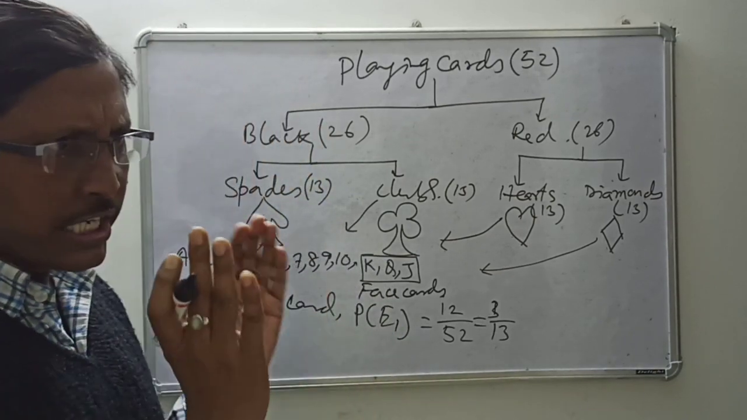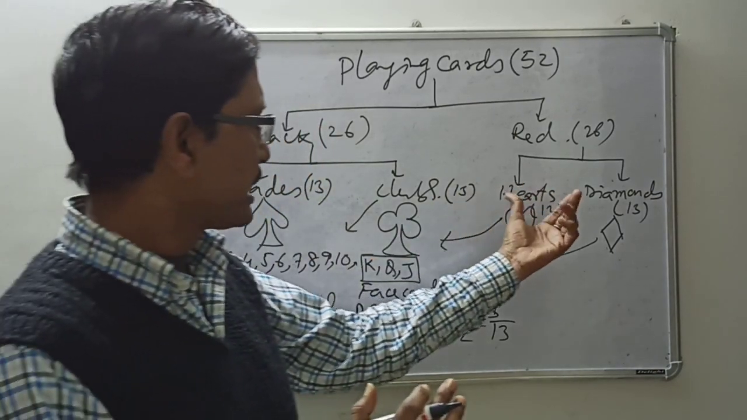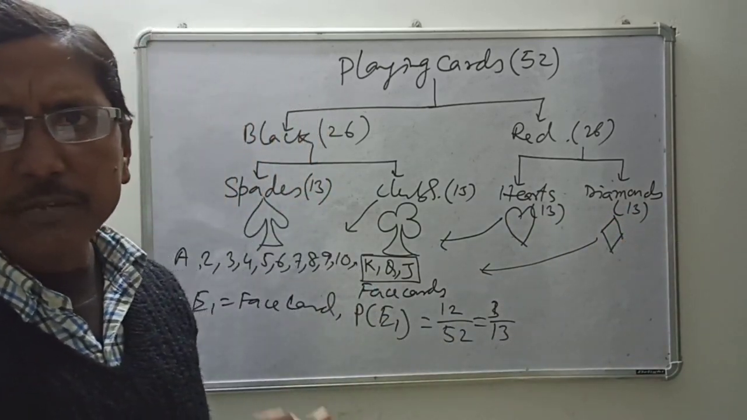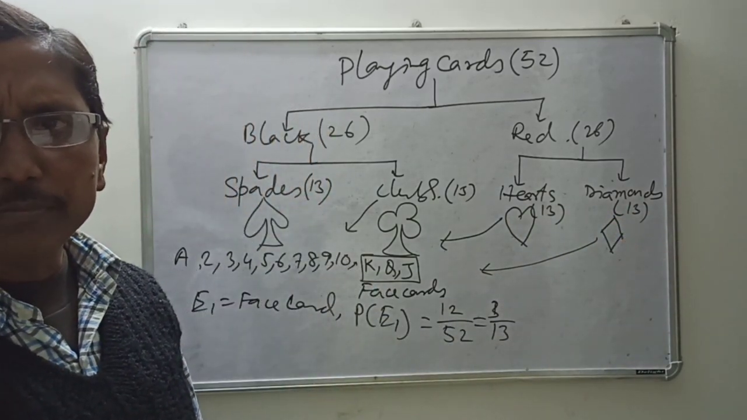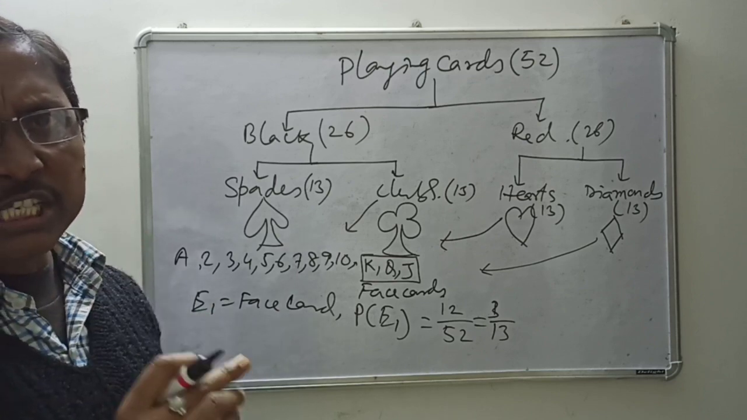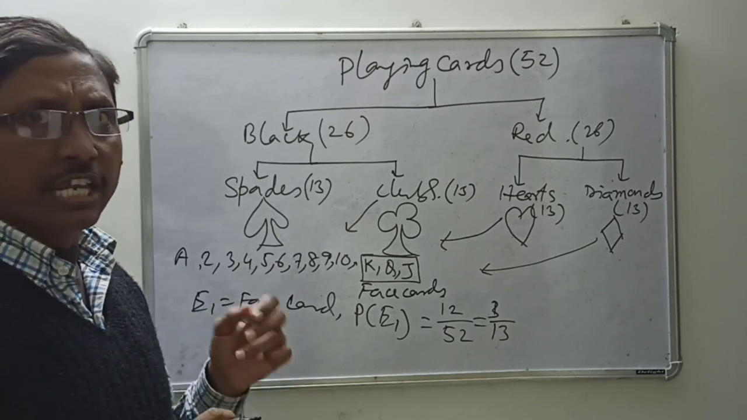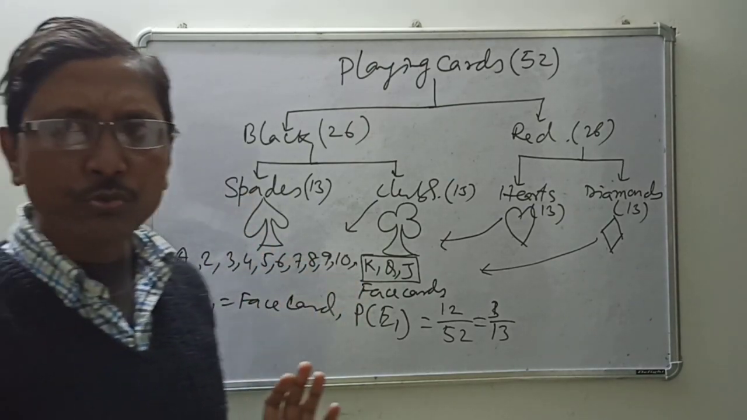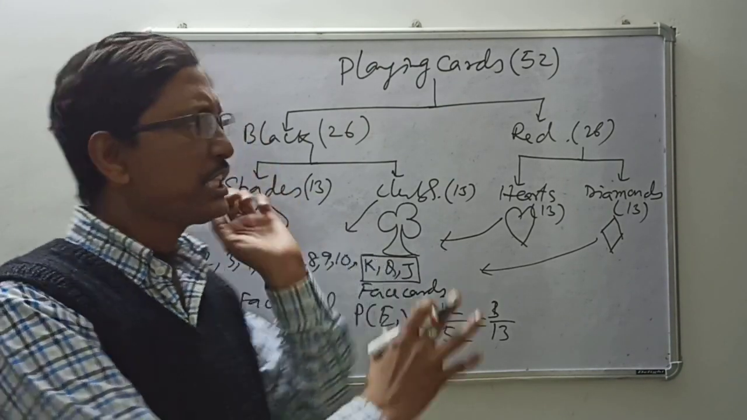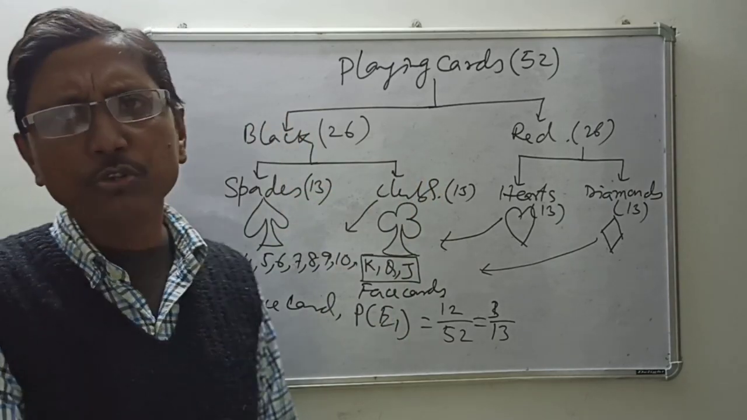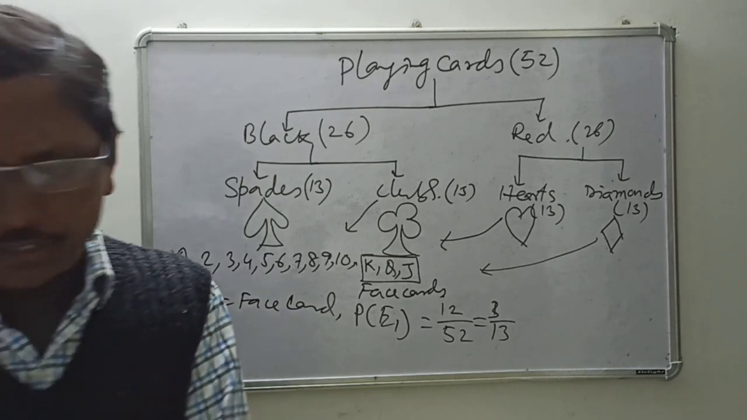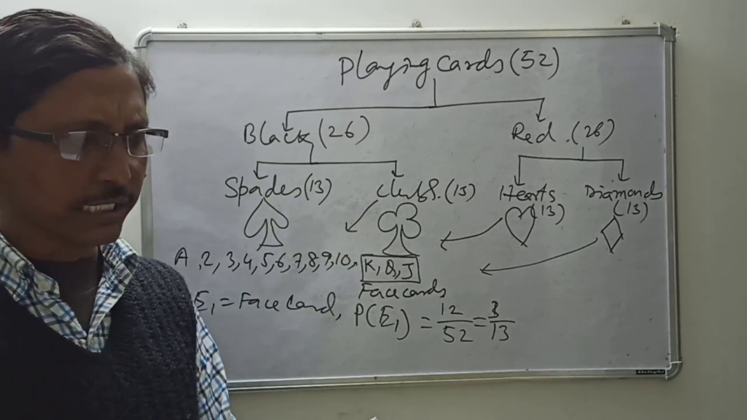Or probability of getting a red king, that means here hearts king, diamond king, that is 2 by 52. That means 1 by 26. But probability of getting the king of spade, it will be 1 by 52. So in this way, if you have this table, then you can do that easily. Okay, just one question, sometimes a combination of some events will be asked also.